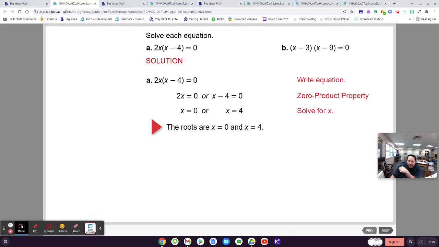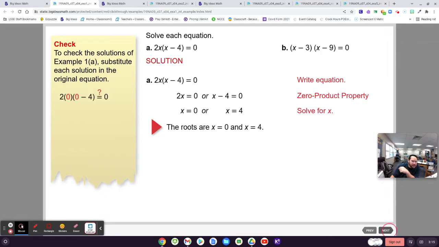Good luck. Oh, wait, there's a way to check it. Now that you can see how to check your answer, I'll ask you that question again. What are the roots for this second equation?